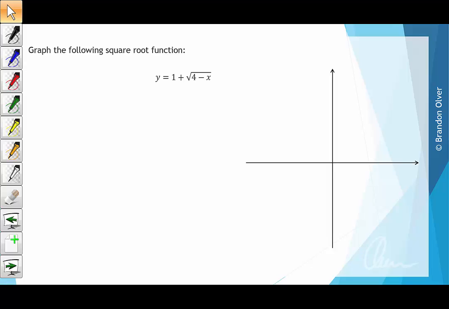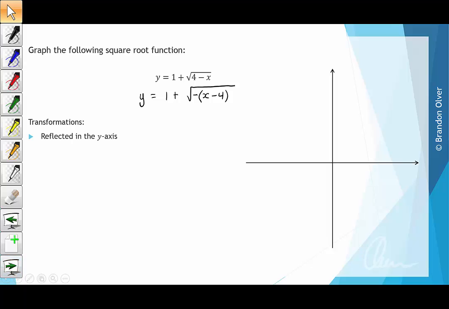In this video, we're going to graph the square root function y equals 1 plus the square root of 4 minus x. The first thing we need to do is get this function in a more suitable form to recognize what transformations have occurred. So we can rewrite this as y equals 1 plus the square root. If we take the negative out, we get that it's x minus 4. So from here, we can identify the transformations.